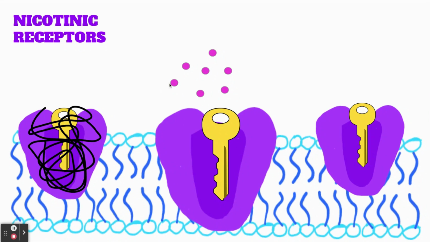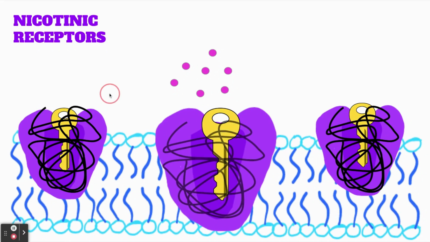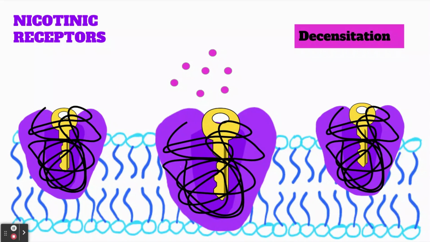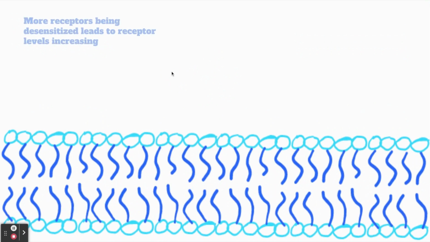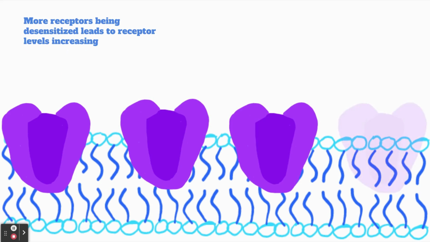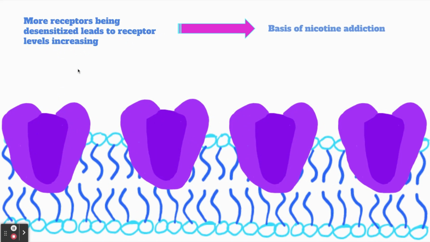This is a state of desensitization, which is represented by the squiggles. As you can see, once this happens, the receptor usually goes back to a state of rest, which means it is closed and does not work anymore. This leads to more receptor levels increasing. As you can see, we now have 4 receptors, and this leads to feelings of nicotine addiction and the craving of nicotine.